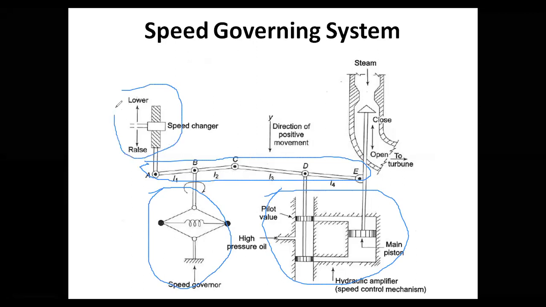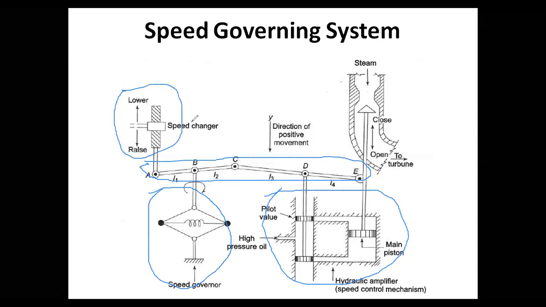This speed changer is connected to the output side, and the operator will control this. So these are the four major portions of the speed governor system. And on the output side, we are controlling the opening of the nozzle to the turbine, so steam can flow to the turbine. This opening is operated by this main piston.